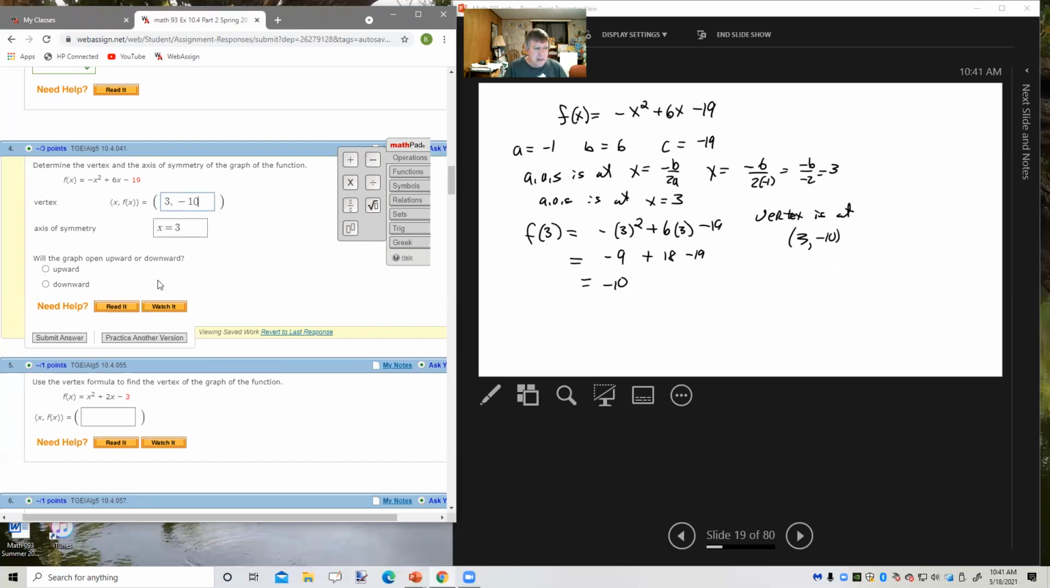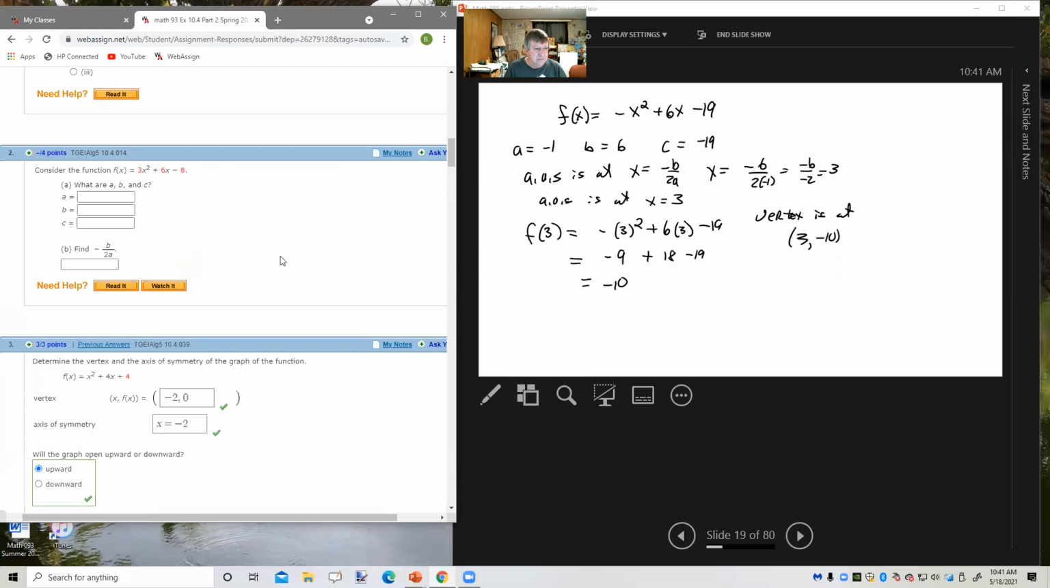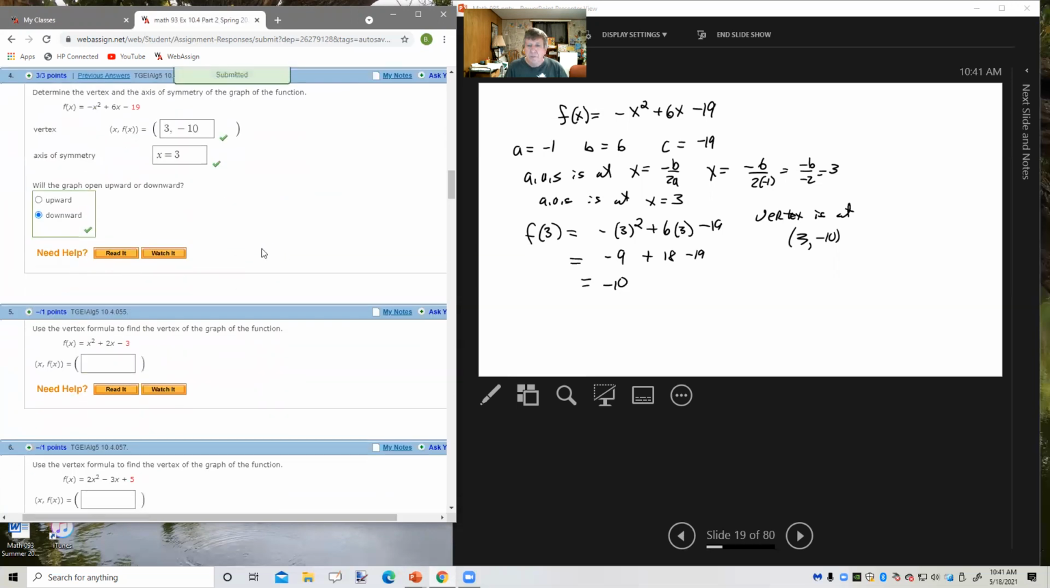Now, A was -1, so this thing opens downwards. And let's see what happens. And there we go. So we're finding the same things we found yesterday, the axis of symmetry, the vertex, and then we can plot this thing. But there's some other things I want to look at before we start graphing, and that is intercepts, x and y intercepts.